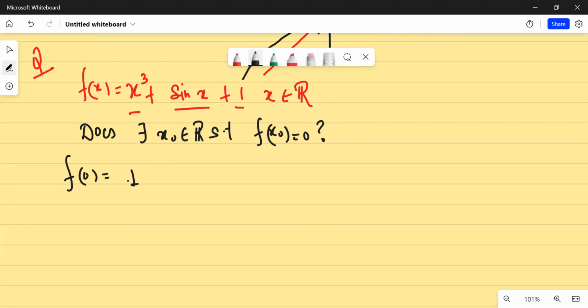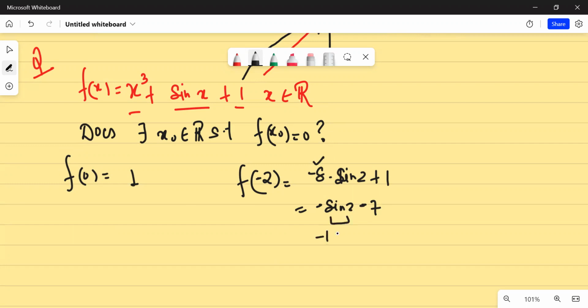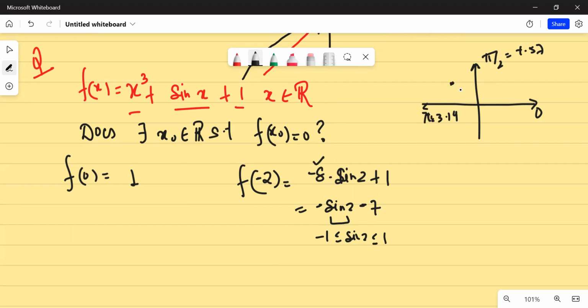Is that clear? And let's say what is f of minus 2? It will be minus 8 minus sine of 2 plus 1. Minus 8 plus 1 is minus 7, so it will be minus sine of 2 minus 7. Is that clear? Yes, sir. And whatever sine of 2 comes, it will always come between minus 1 and 1 only. And if I want to precisely find where the 2 will be, this is 0, this is pi by 2. What is pi by 2? It is around 1.57. What is pi? It is around 3.14. So 2 will obviously lie in the second quadrant.